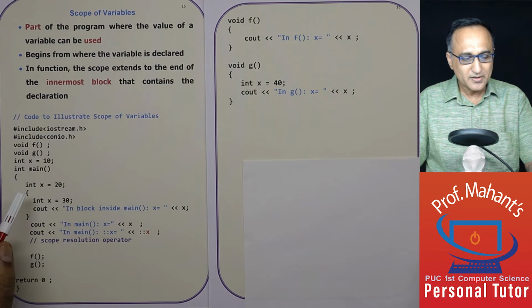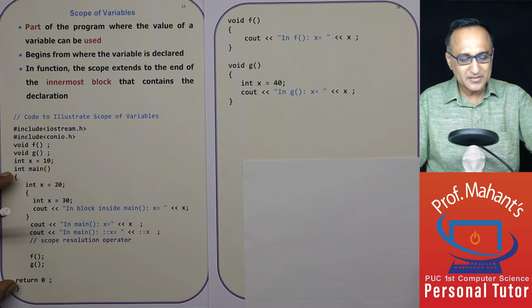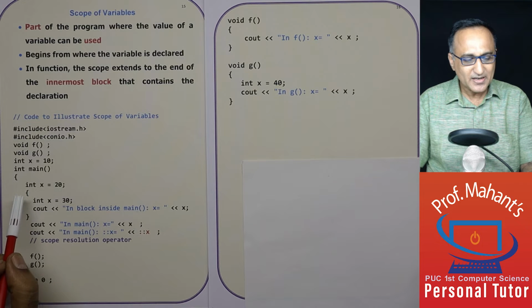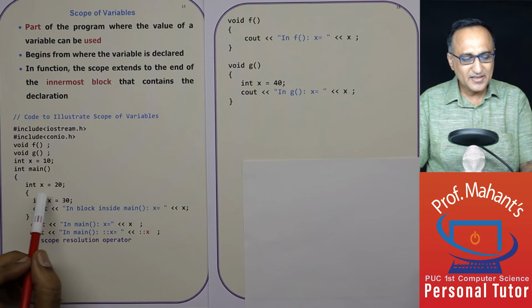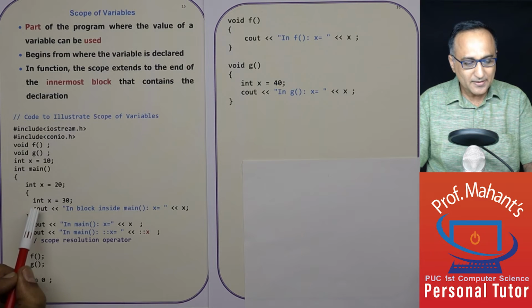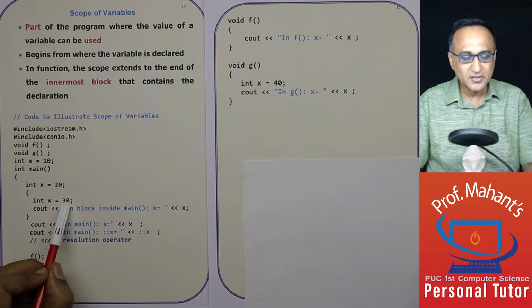So what I am doing here is, in this flower bracket, and this flower bracket is the end of main. This is known as the function block. Now I can just have a block like this. This is also an example of a block. It begins here, it ends here. So first I have declared int x as 10, int x as 20 here. Then within this flower bracket, I have declared int x as 30.